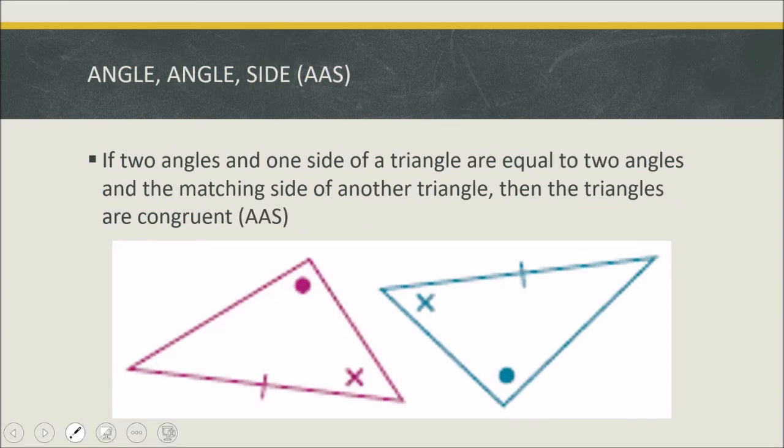Our third test is angle, angle, side. If 2 angles and one side of a triangle are equal to 2 angles and the matching side of another triangle, then the triangles are congruent. It is important though that this angle here is opposite that side. So we can see that our angle here is opposite the same side. So that in fact is a congruent triangle.